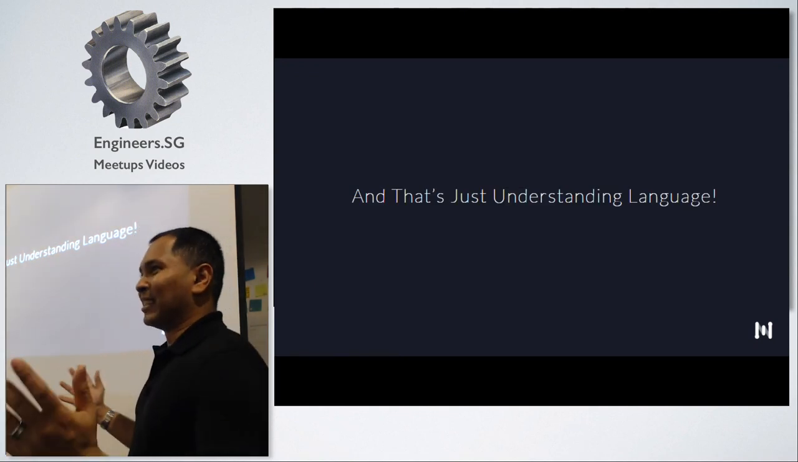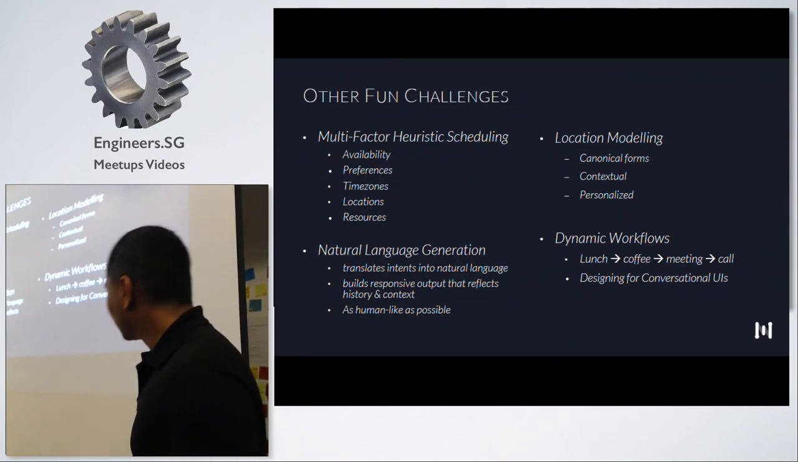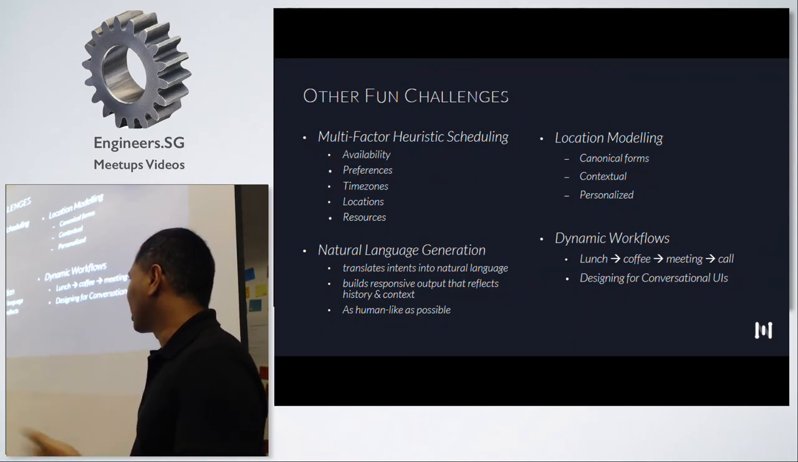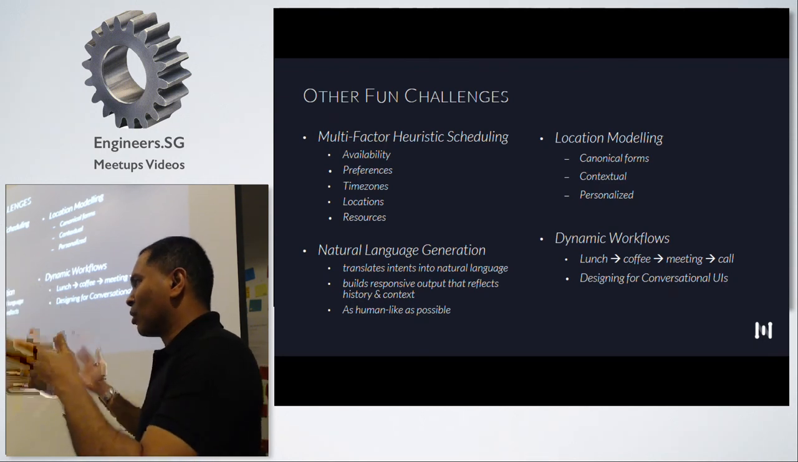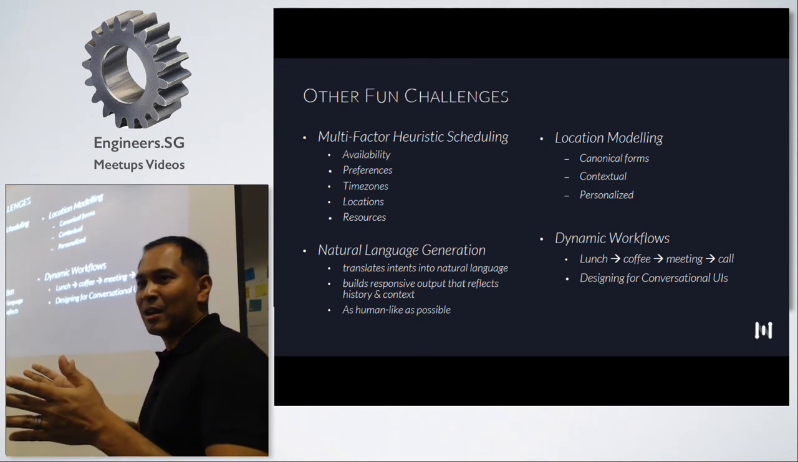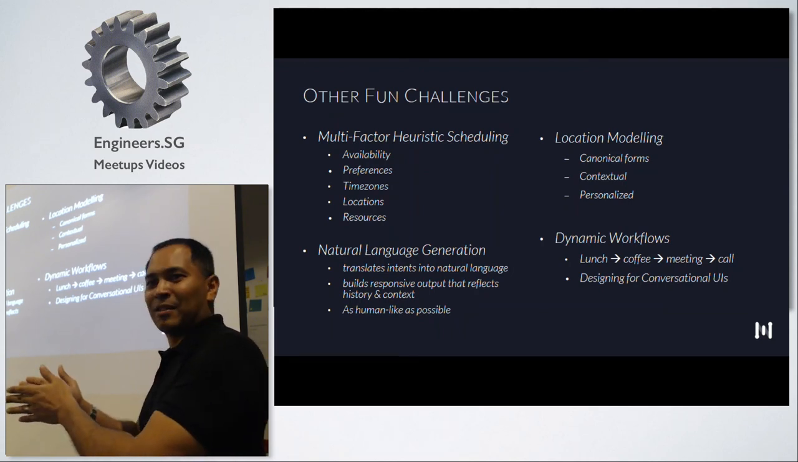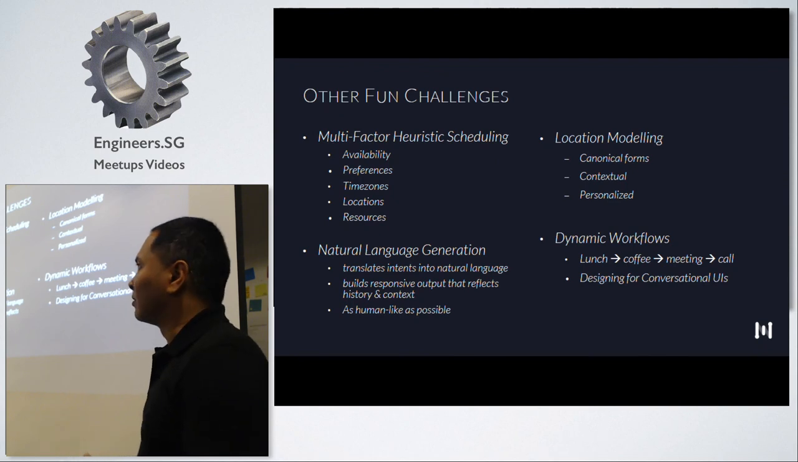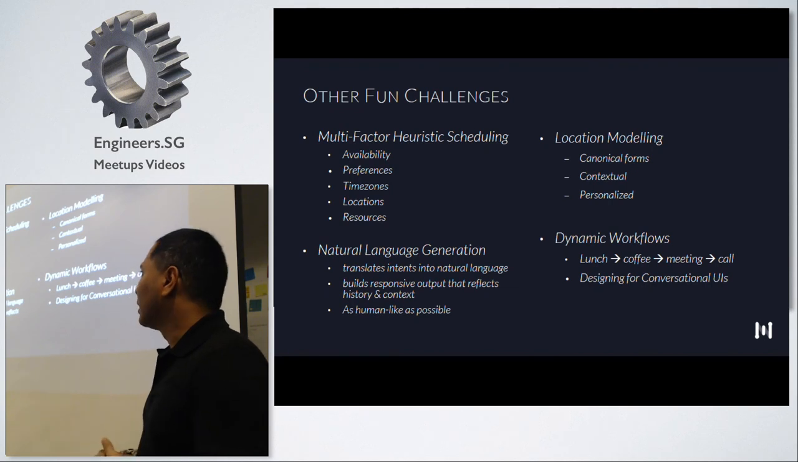And that's just understanding language, right? Then there's a whole bunch of other stuff. I talked a little about the scheduling algorithms and how they need to take into account a whole bunch of different things. For example, in a very naive scenario, machines don't understand human notions of time, right? So you say, hey, let's meet next week. Well, what's next week? Is that midnight on Monday, the first day of the week? Not really, right? There are all kinds of factors you need to consider, like time zones, and how do you do that in a scalable way? And I think Ruby was really great in helping us experiment with different architectures for doing this.